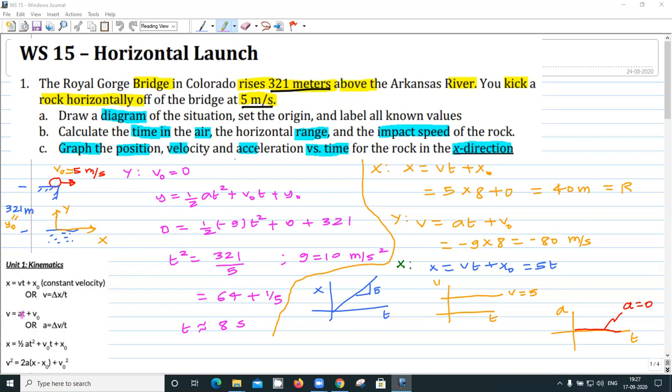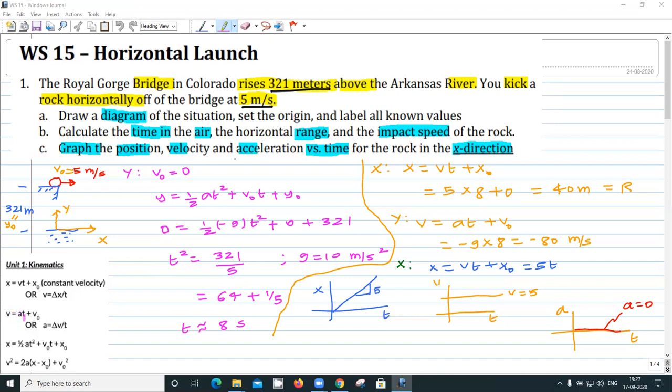Similarly, A will have A suffix X and A suffix Y. You understand, right? A sub X is for X. Like V naught is V suffix naught, your initial velocity. Similarly, you can consider V as Vx and Vy.